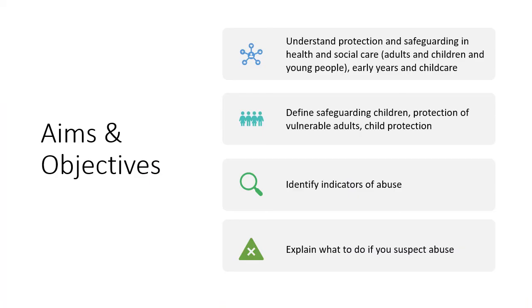So that brings us to the end of this PowerPoint presentation, looking at the safeguarding part 1, and you should now be able to have more understanding of the protection and safeguarding in health and social care, early years and childcare with adults, children and young people. You should be able to define safeguarding children, protection of vulnerable adults and child protection. You should be able to identify the indicators of abuse, and you should be able to explain what to do if you suspect abuse.